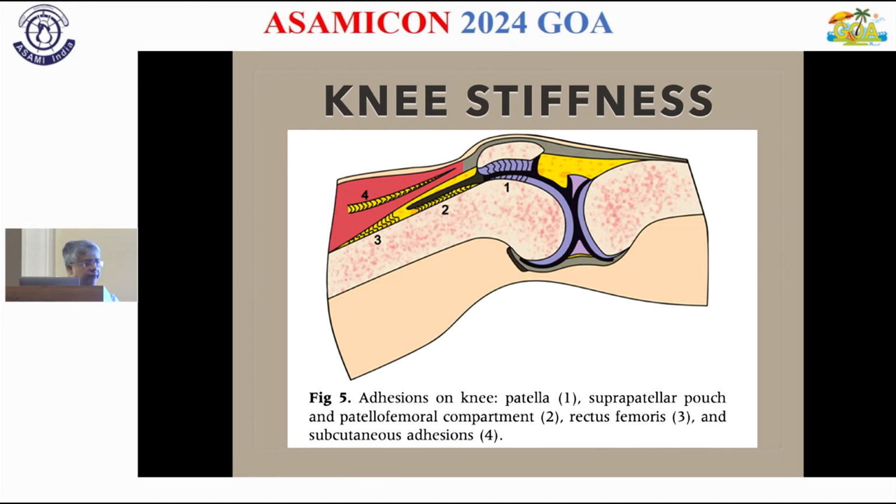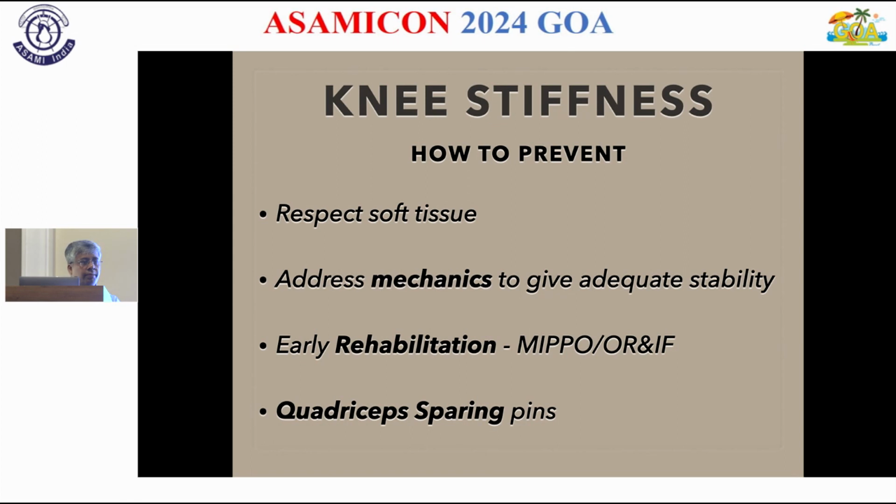And which are the places where adhesion occurs? The first one is between the patellofemoral compartment and suprapatellar pouch, between rectus femoris and shaft, and in the subcutaneous places. So before we go to how to gain the knee motion, we should know how to prevent it so that the requirement of quadriceps plasty doesn't occur. So respect soft tissue, address mechanics to give adequate stability, and early rehab.